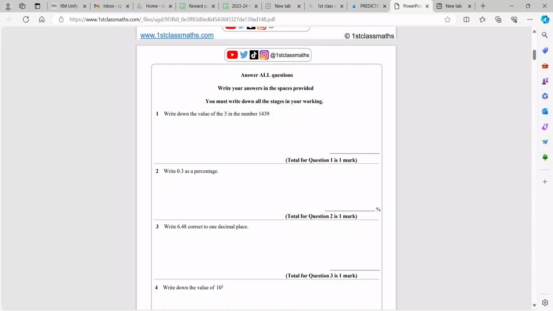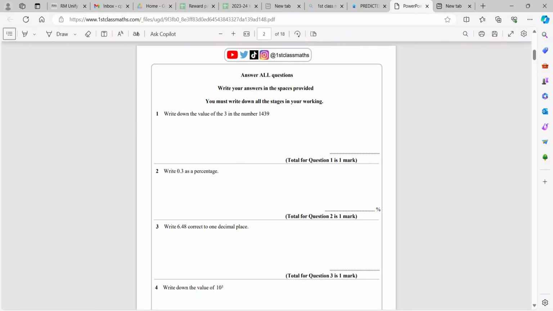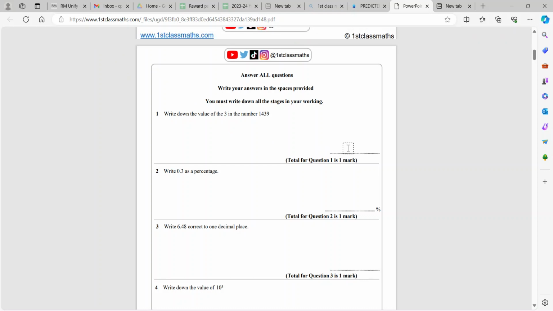Right, okay, let's go through this paper together and just be very mindful that what I'm saying is a mark. It might not be 100%, so just judge it quite loosely on what I'm saying, because obviously I haven't got the mark scheme for this. So the first question, write down the value of the 3 in the number 1439.